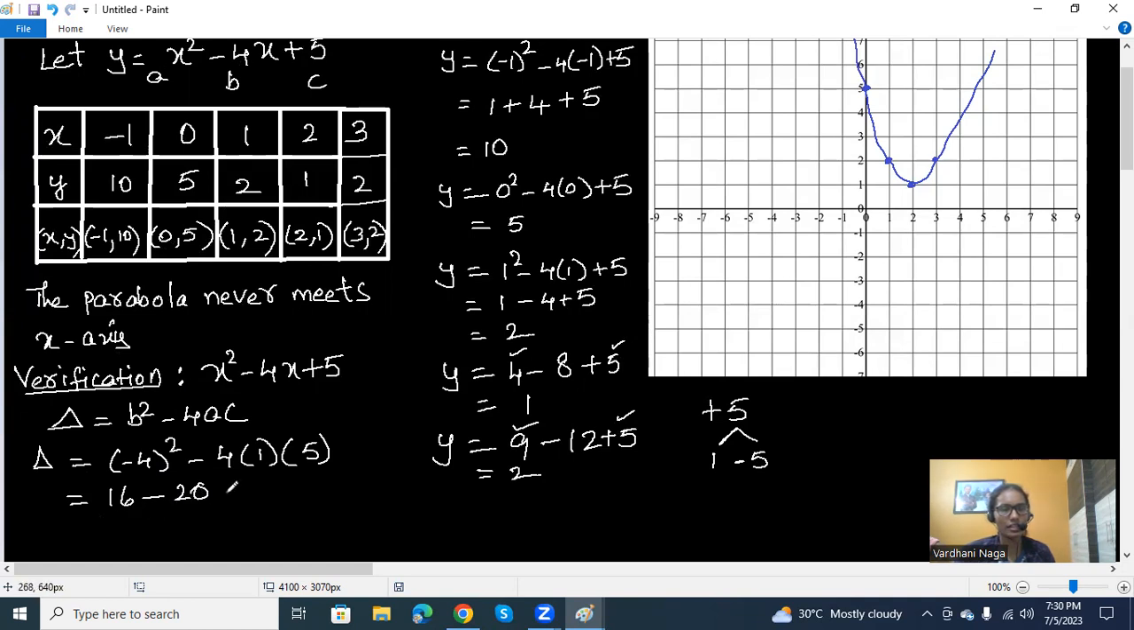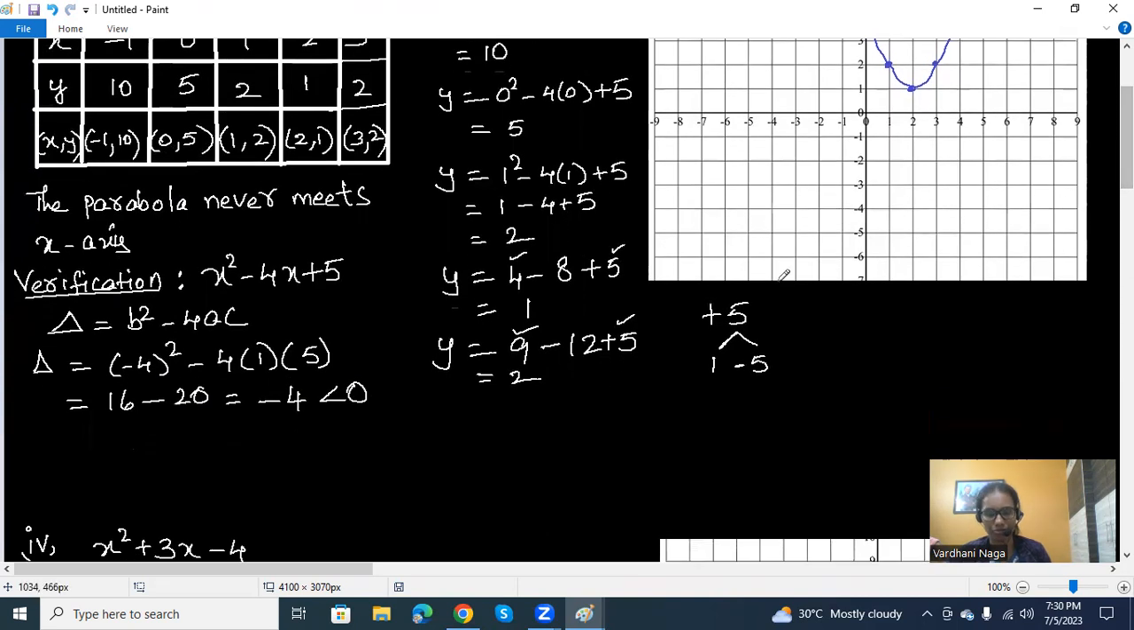So we are getting here the value is minus 4, which is less than 0. So delta is less than 0. The polynomial has no real zeros. If delta value is less than 0, it has no real zeros. So finally, I can conclude that the polynomial doesn't have any real zeros.